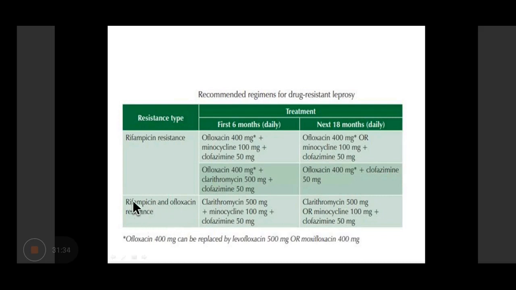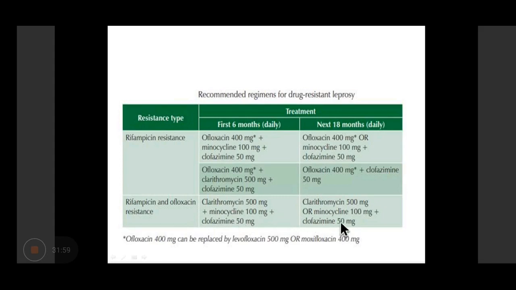If there is resistance to rifampicin and fluoroquinolone like ofloxacin, there is a regimen with clarithromycin, so we cannot give ofloxacin now. Anyhow, we need to give these three drugs: clarithromycin, minocycline, clofazimine. Okay, and we will drop one of the two drugs, either clarithromycin or minocycline, for the next 18 months.